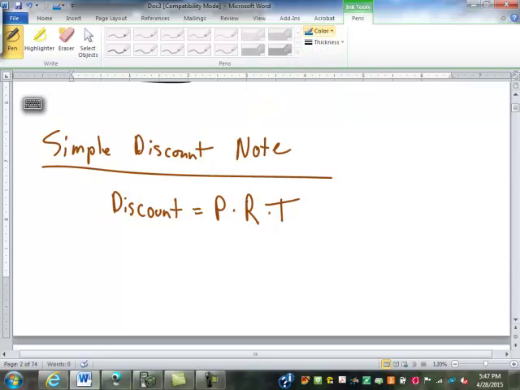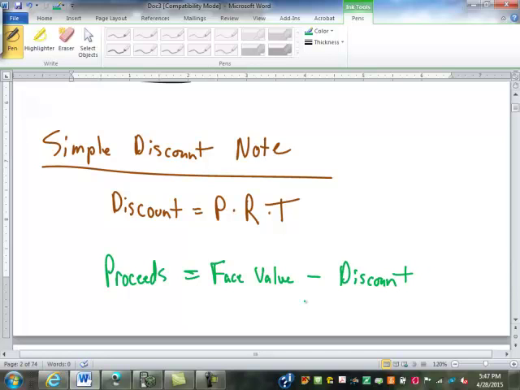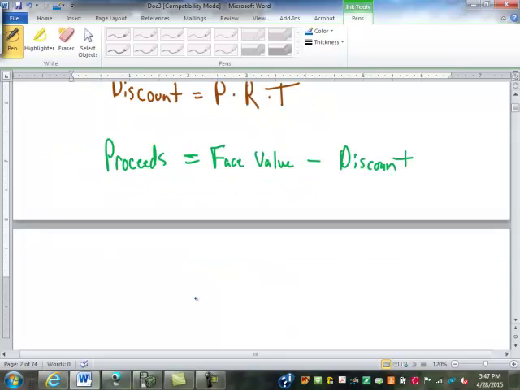And in the simple discount note, we're governed by the formula that the proceeds, remember the proceeds are the money you actually receive, is equal to the face value minus the discount. Because you don't actually get the full face value of the loan, the effective rate is higher. So in a simple discount note, you end up finding an effective rate.